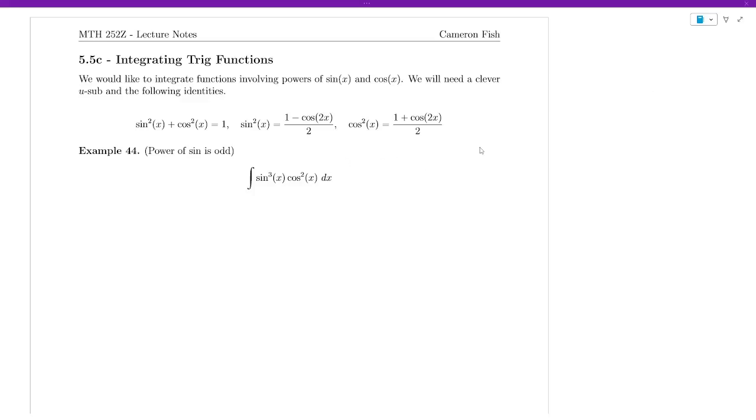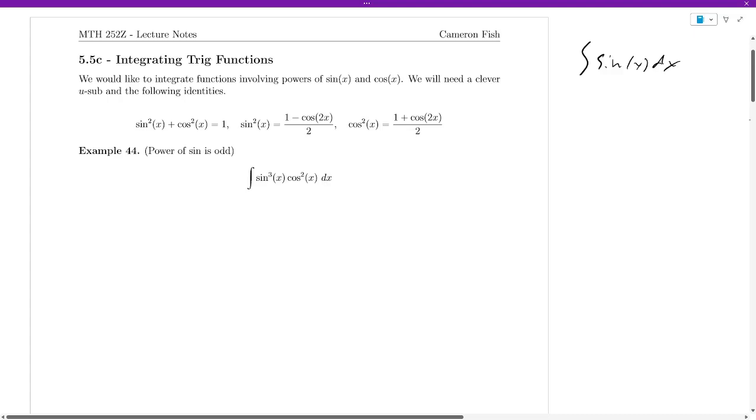So today we're going to be talking about integrating trig functions. When I say integrating trig functions, I mean a little more than what we already know how to do. We already know how to integrate sine of x. So that's like a basic trig function. But we want to integrate functions which have combinations of sines and cosines, and we'll see combinations of secant and tangent as well.